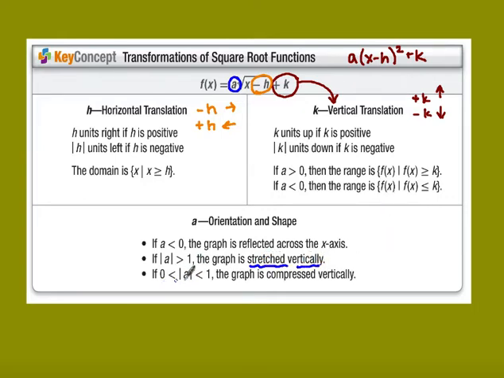If that value of A is between 0 and 1, so you're looking at a fractional value, 3/4 or 0.2, that's going to compress that graph vertically. So it's going to push it down closer to the axis. Now, if there is a negative on the outside, it's going to do what it always has done too, and it's going to flip that graph over the x-axis.